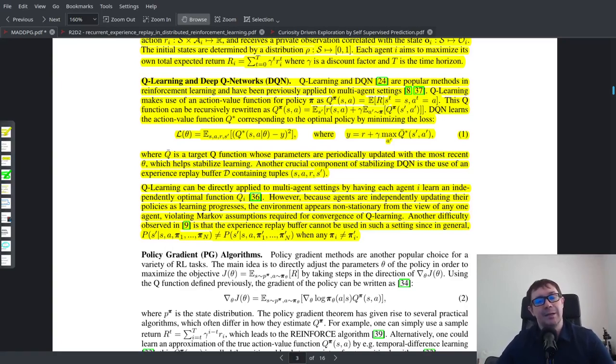But in reality, it's a little bit more complicated, because we're going to have two deep neural networks. So an online network that is updated every time step and is used to determine what action to take, and a target network that is a periodic copy of the online network. By periodic, I mean that every 100 or 1,000 time steps, we're going to take the online network's deep neural network parameters and just copy them directly over to the target network.